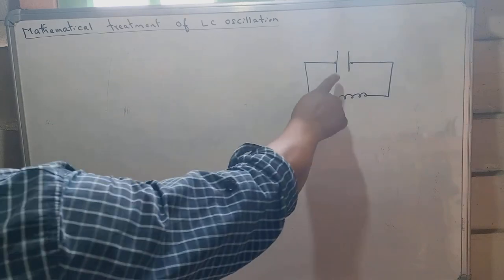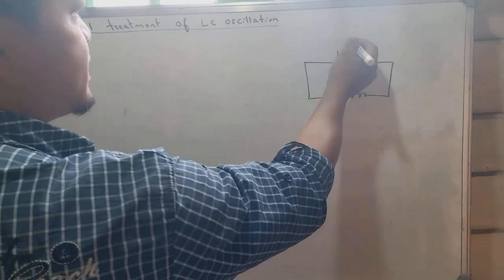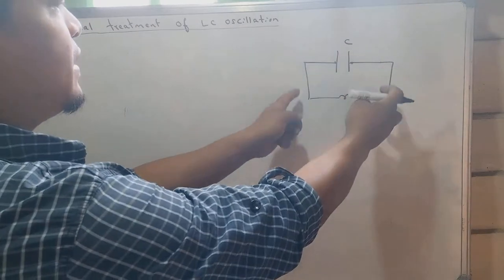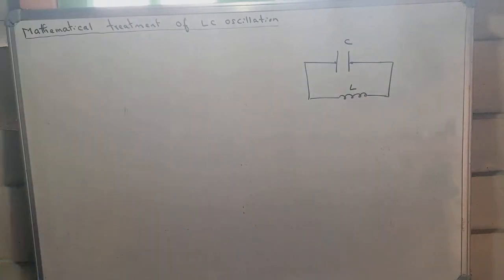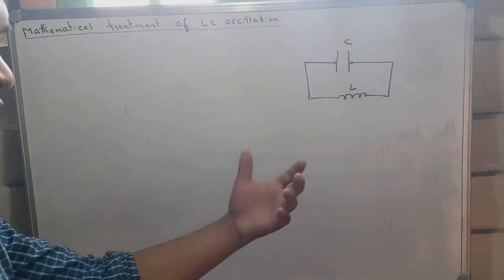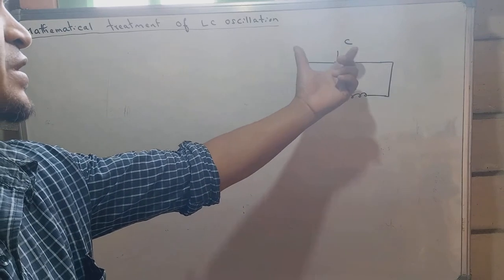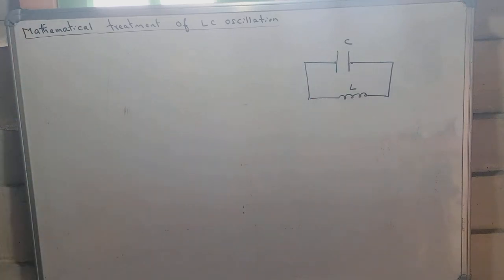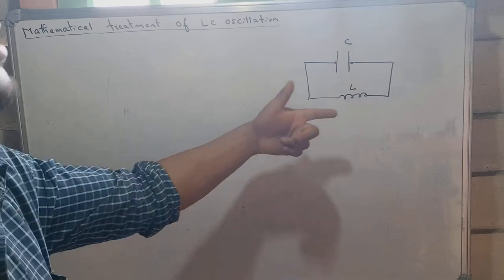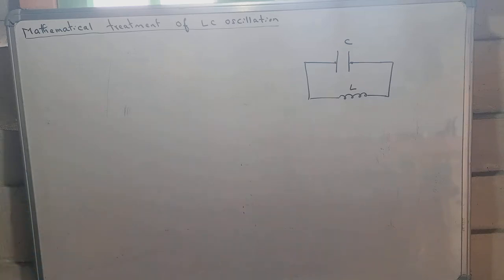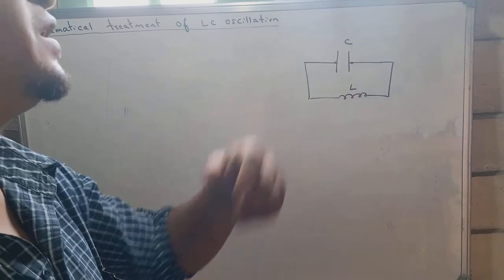Okay, this is a capacitor having a capacitance C, and it is connected to an inductor having an inductance L. We have seen before that when this charged capacitor is connected to the inductor, there is a transfer of charge from the capacitor to the inductor. In that process, an EMF is induced in the inductor, and that induced EMF will be opposite to the EMF present in the capacitor.